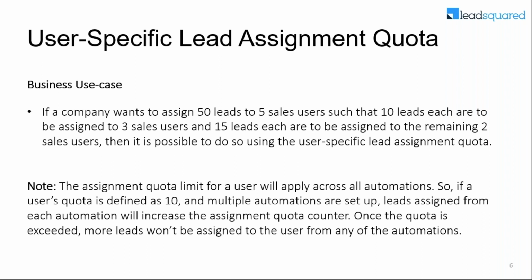If a user's quota is defined as 10 and there are multiple automations which are assigning leads, then it will keep on increasing the automation quota counter. And once the quota is exceeded, more leads won't be assigned to the user from any of the automations. So let's look at a short video which will explain how you can make use of this particular feature.